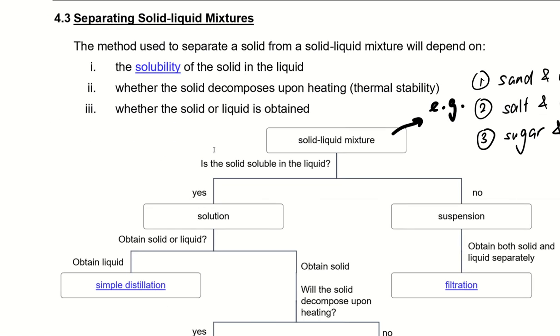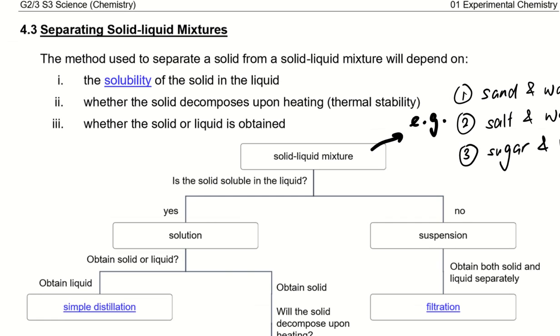In the solid-liquid mixture, we also have some factors to consider before we apply the methods to separate them. First thing, is the solid soluble in the liquid or not? That's number one. Number two, can this solid be stable under heating? Meaning, will this solid decompose when you apply heating to it? And lastly, what do you want to obtain?